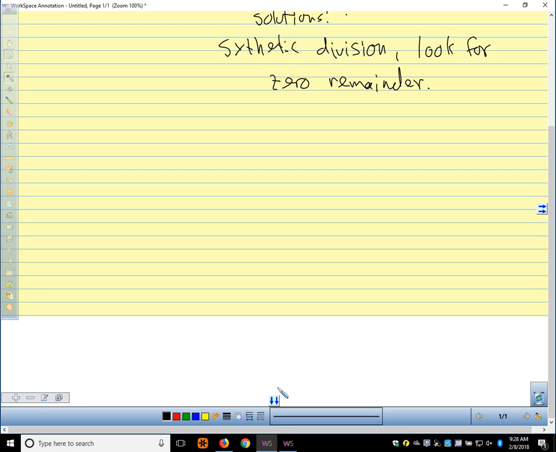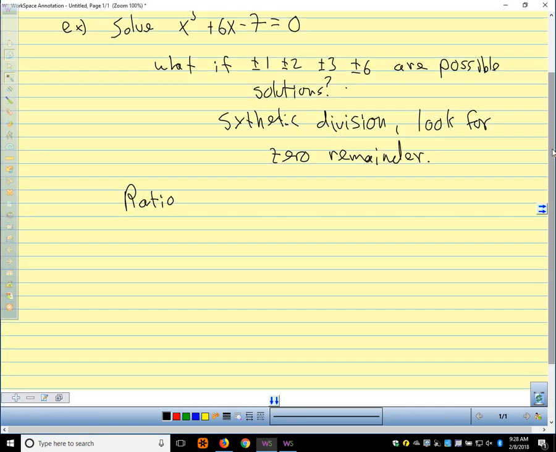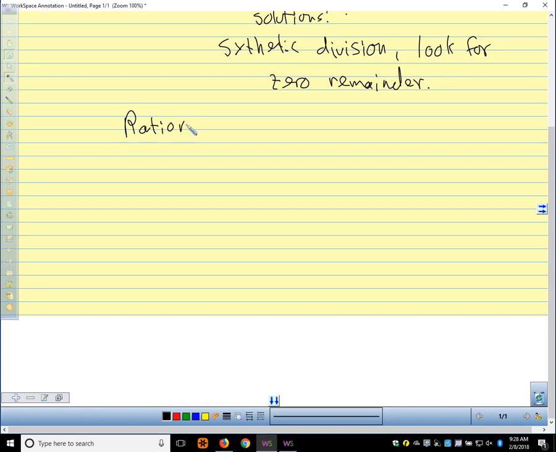So our theorem, our tool to do this, I'm going to call the rational 0 test. How do we pick these things? How do we generate this list of things to try? The way we do that is called the rational 0 test.